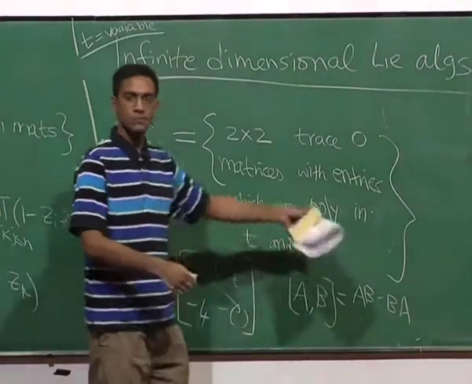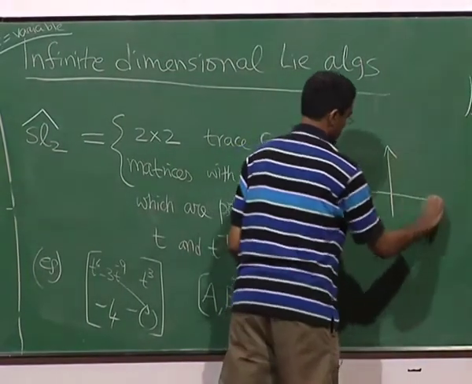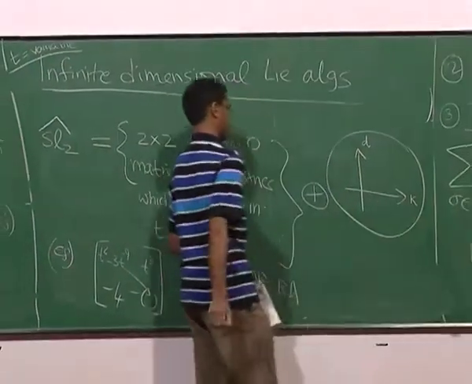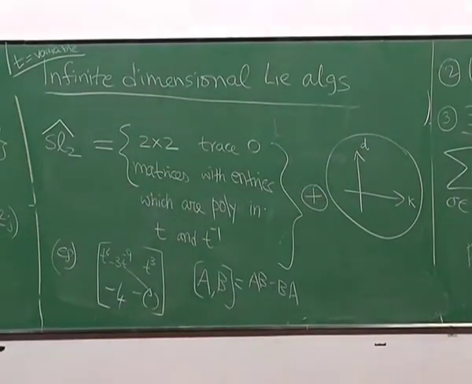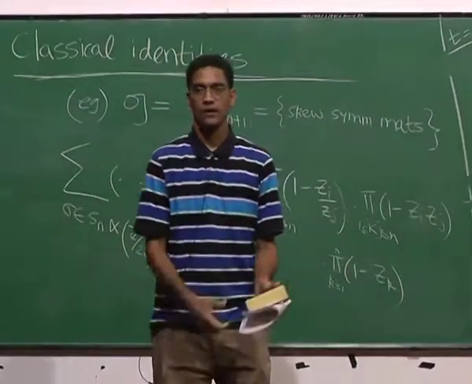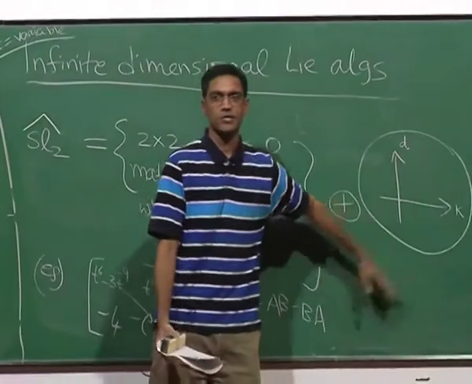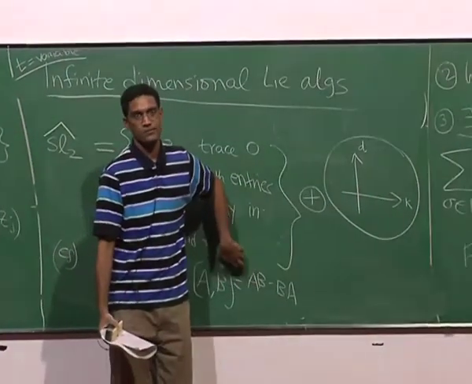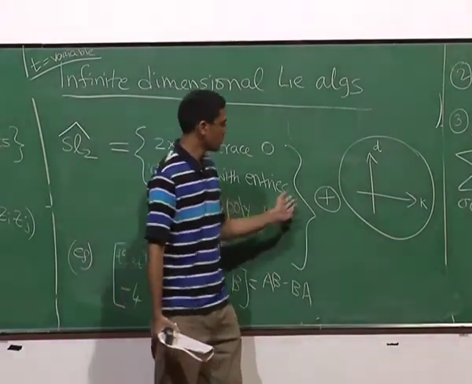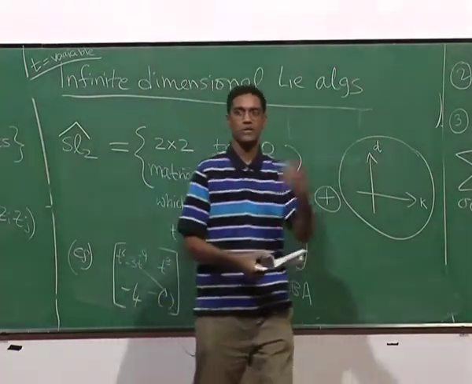But to this I need to add a two-dimensional space. I'll call it K and D. For people who have heard about these things, K is what's called a central extension. Here's your first guess for your Lie algebra, and then you need to do a little more by adding one further central element. This is what's usually called performing a central extension.